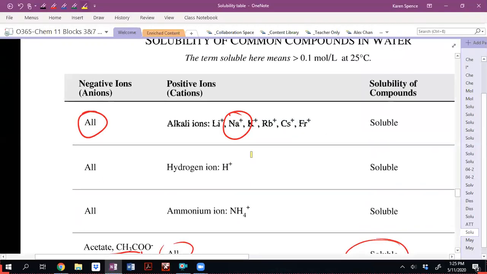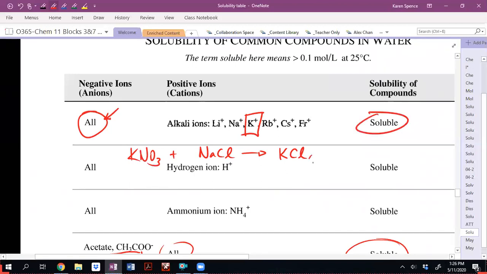Yeah. So anyway, we had potassium nitrate, and we had sodium chloride, and we reacted those, and we would get potassium chloride. But let's look at what happens when I put potassium with chloride. Potassium with anything is soluble. So my product is aqueous, okay, my first product. My K getting together with my Cl.